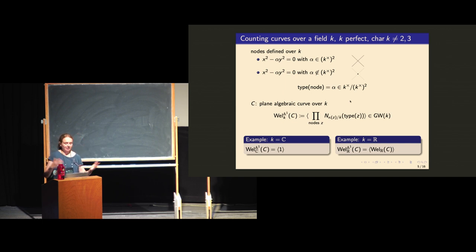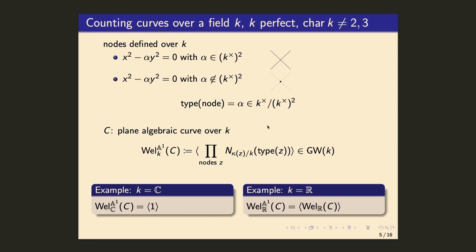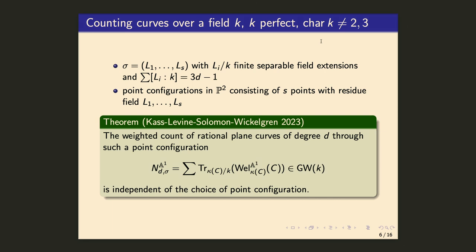So now the idea would be, like earlier, if I do the sign count with these quadratic Welschinger signs, then I get something independent of the choice of point configuration. So hopefully this is still the case now. And it is. This is a theorem by Jesse Kass, Marc Levine, Jake Solomon, and Kirsten Wickelgren. And here's the setup. So now we take a list of finite separable field extensions of k, such that the sum of the degrees of the field extensions is 3d minus 1. That was the number at the beginning, the number of points in the point configuration. So now I just want a point configuration consisting of s points with residue fields L1 to Ls.